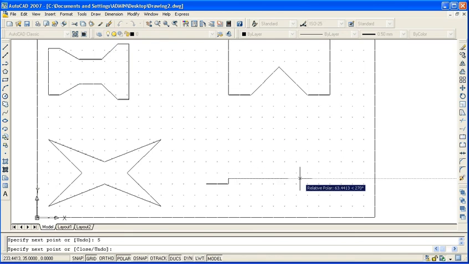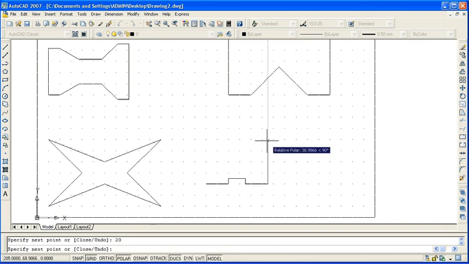Keep the cursor in the horizontal direction. 15. Enter. Keep the cursor in the vertical direction. 5. Enter. Keep the cursor in the horizontal direction. Type 20. Enter. Keep the cursor in the vertical direction. 10. Enter. Keep the cursor in the relative polar coordinate position.